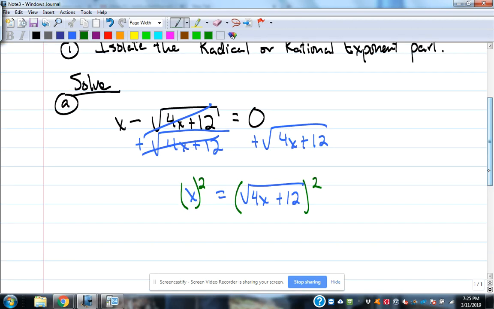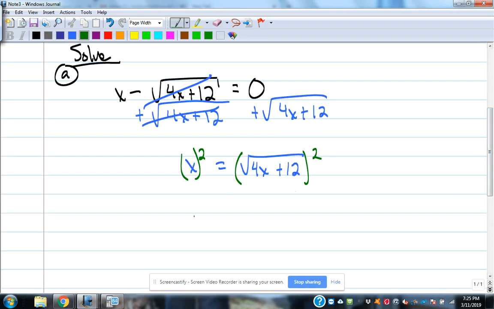I put parentheses there. That's a good habit to get into because if there's something else over there, you need to put it in parentheses. So if you'll get in that habit of always putting parentheses around that stuff, when you square it or cube it, whatever you do to get rid of the radical, it'll help you keep from making a small mistake that could cause big problems. Okay. Now, so that's going to give us x squared is equal to 4x plus 12.